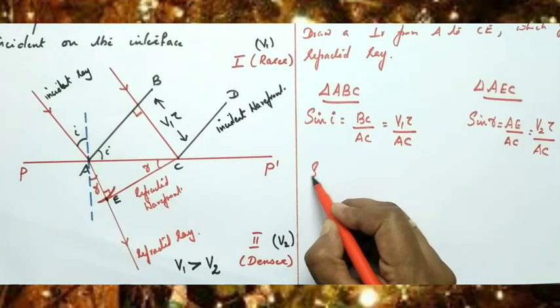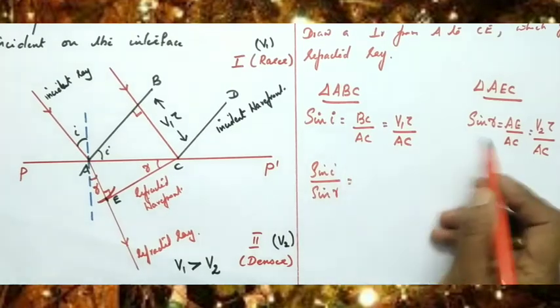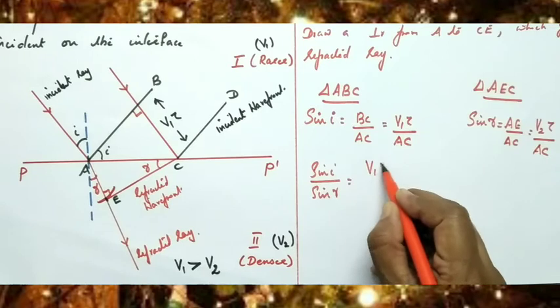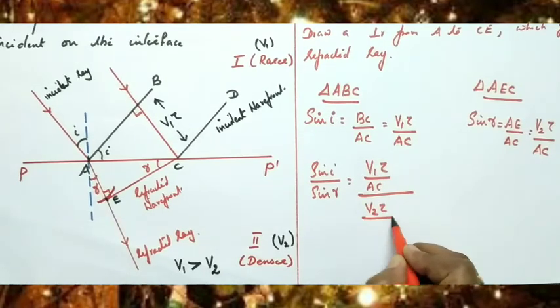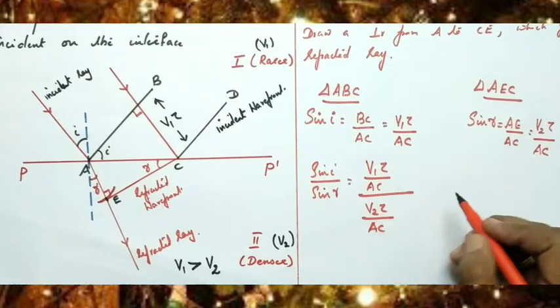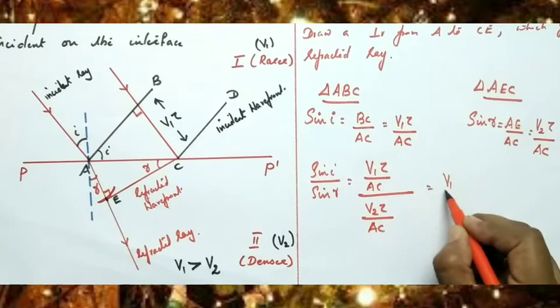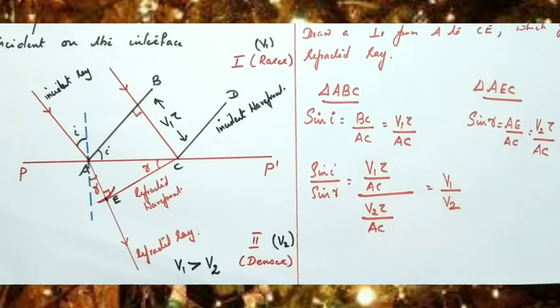Now we can take sin I by sin R. Sin I by sin R equal to, we can divide these two, V1 toe divided by AC, the whole divided by V2 toe divided by AC. AC and AC get cancelled. Toe and toe get cancelled. So it becomes V1 divided by V2. So sin I divided by sin R equal to V1 divided by V2.